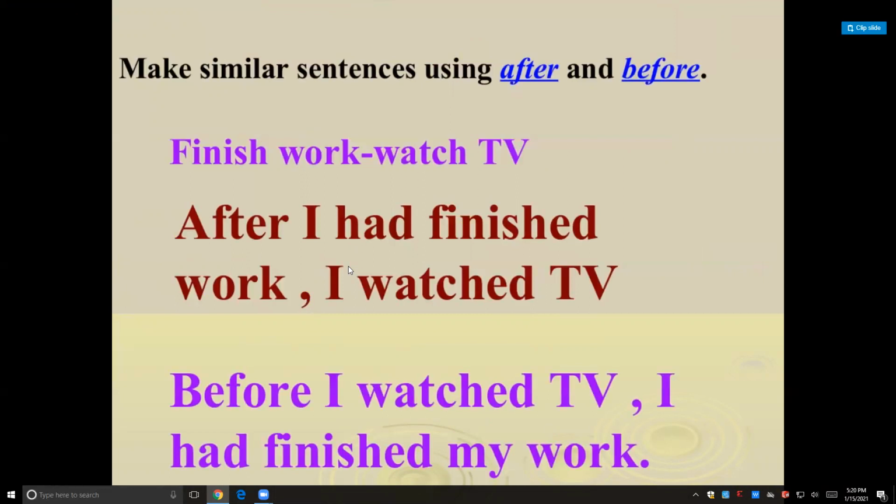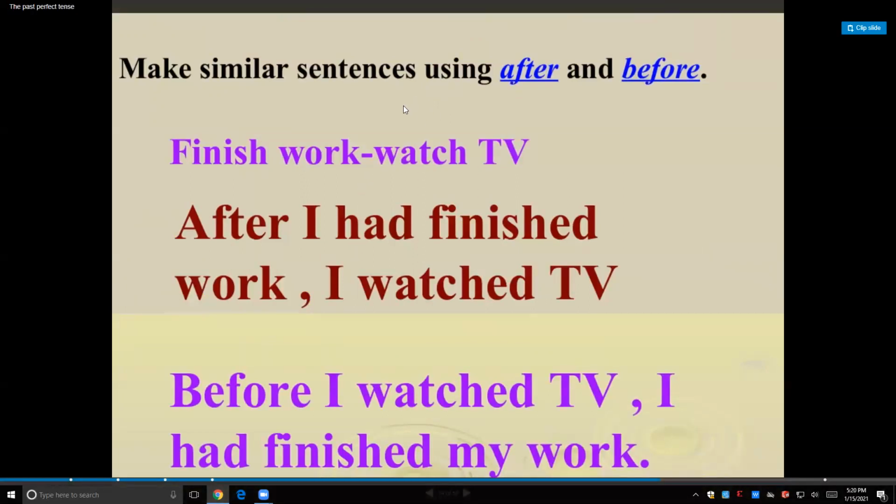Now make similar sentences using after and before. Finish work, watch TV. Now these are two actions. So for example, if this action took place first and this action took place later, so someone finished work first and then watched TV, the sentence might be, after I had finished work, I watched TV. So what I did first, I finished my work, then I watched TV.